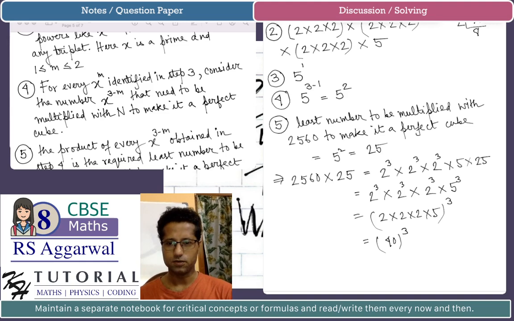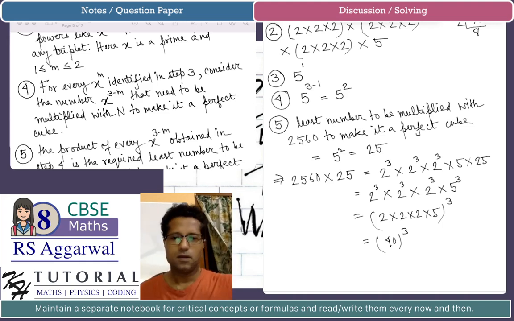So let's see what is the cube of 40. That is 64000. And what is 2560 multiplied by 25? 2560 multiplied by 25 is 64000. Okay, fine.